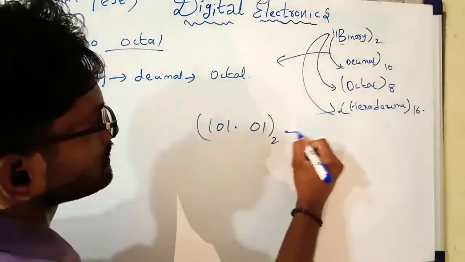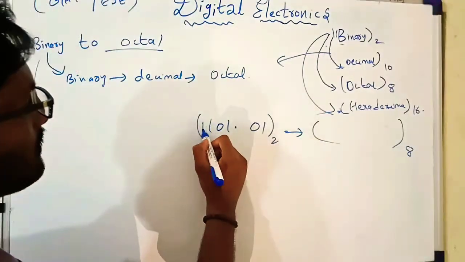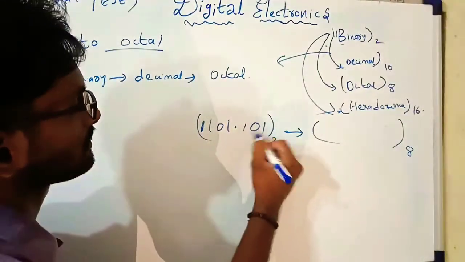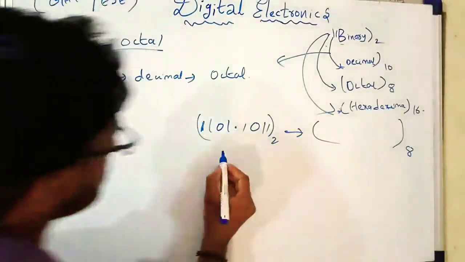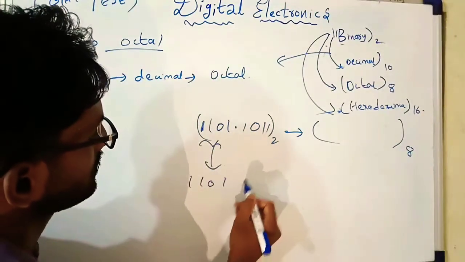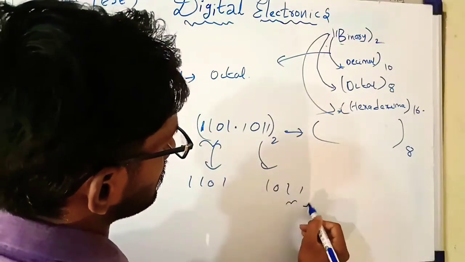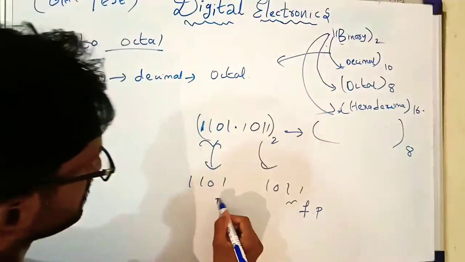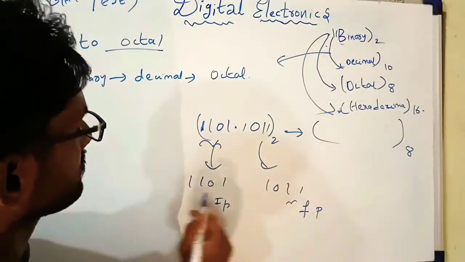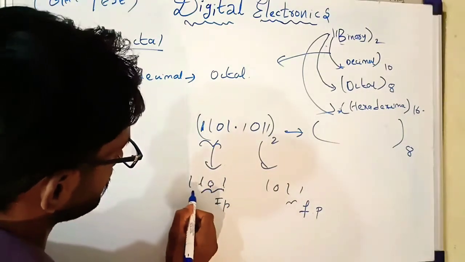0, 1 in binary to octal. And I am adding another one. 1, 0, 1, 1. Here this is integral part. Separate this integral part and this 1, 0, 1, 1 fractional part and this is integral part. Move from right side to left side. And this is 1, 1, 1, 0, 1 and this 1.